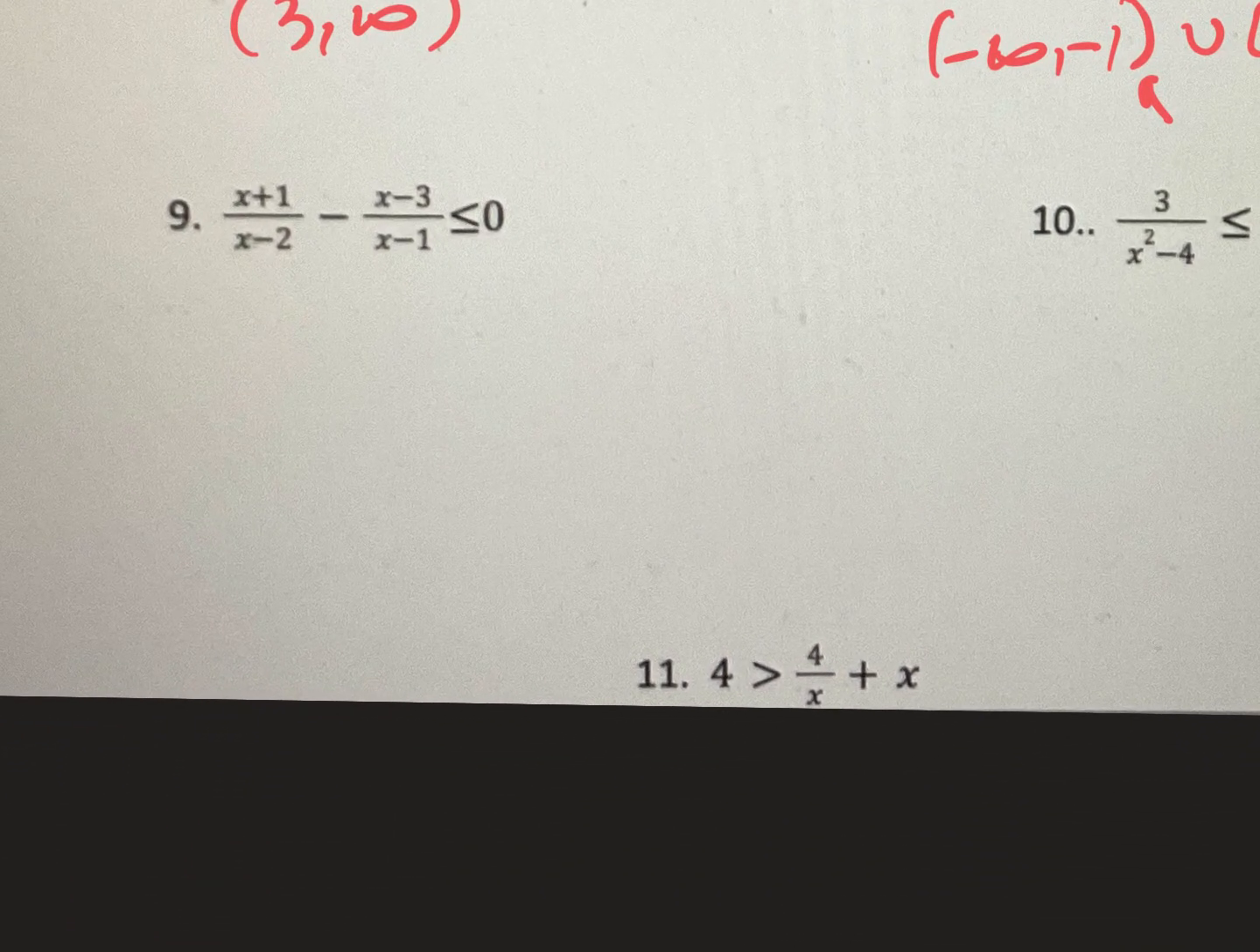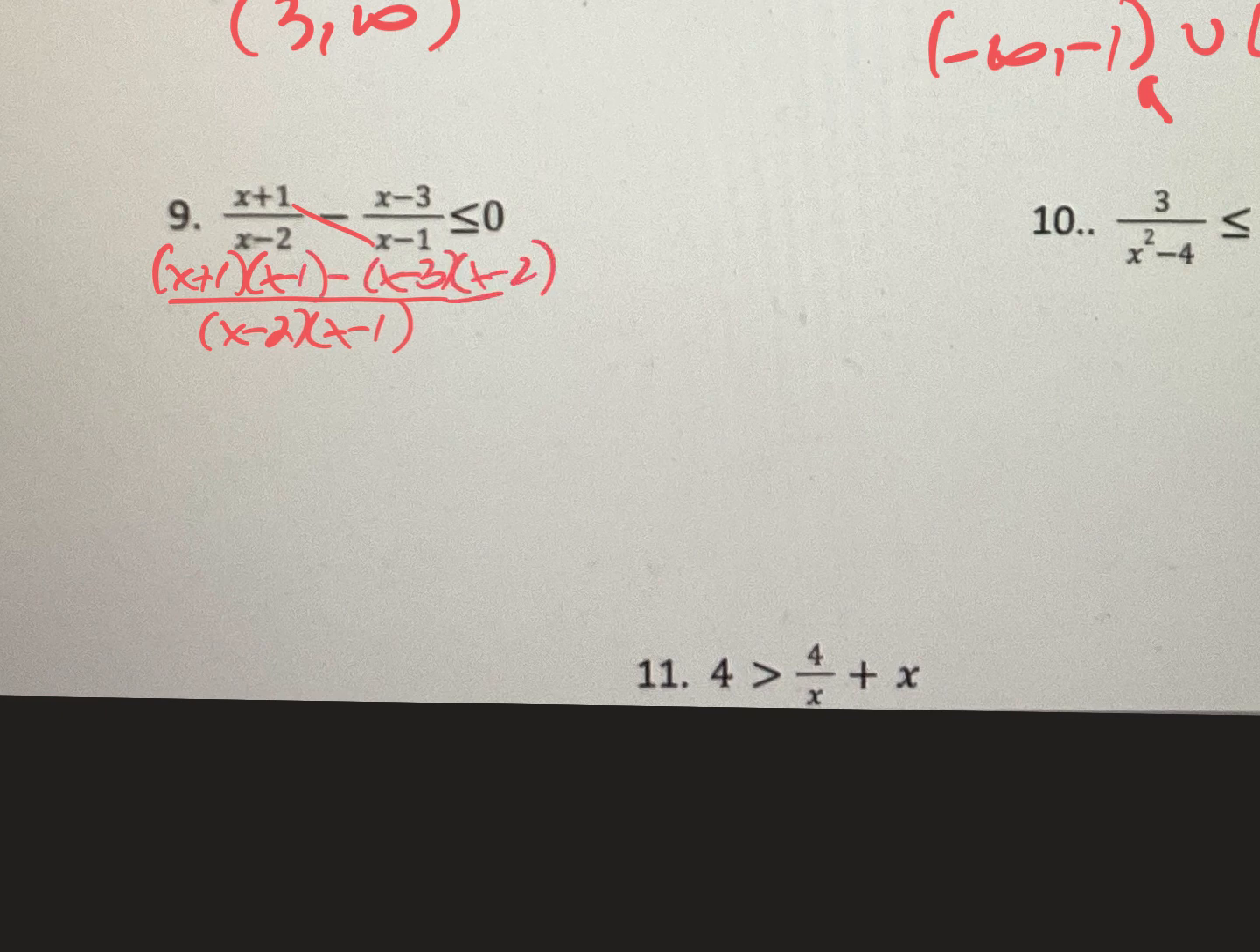All right, number 9, a little bit more work this time. So number 9, got to add those two fractions together first. So you remember you multiply your denominators, and then I'm going to cross multiply. So I'm going to say x plus 1 times x minus 1, and also go the other way, x minus 3 times x minus 2. Do your FOIL methods here. This is just FOIL, the first one.